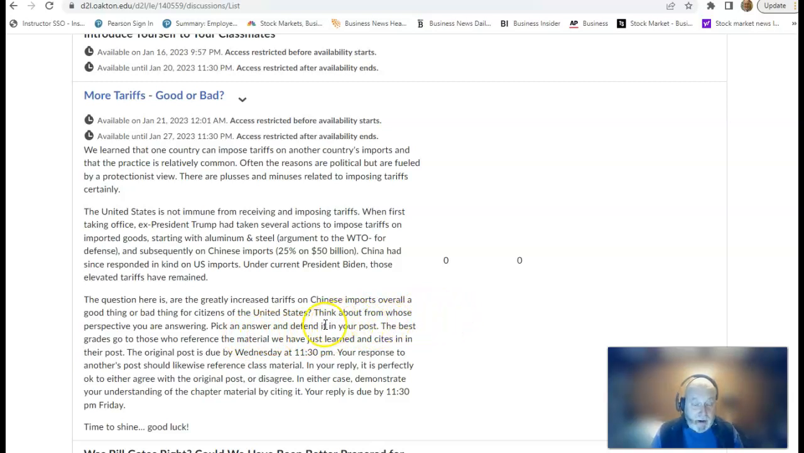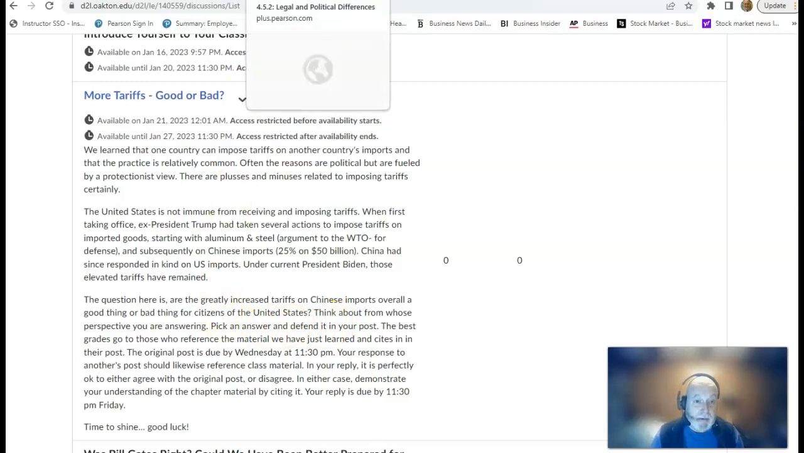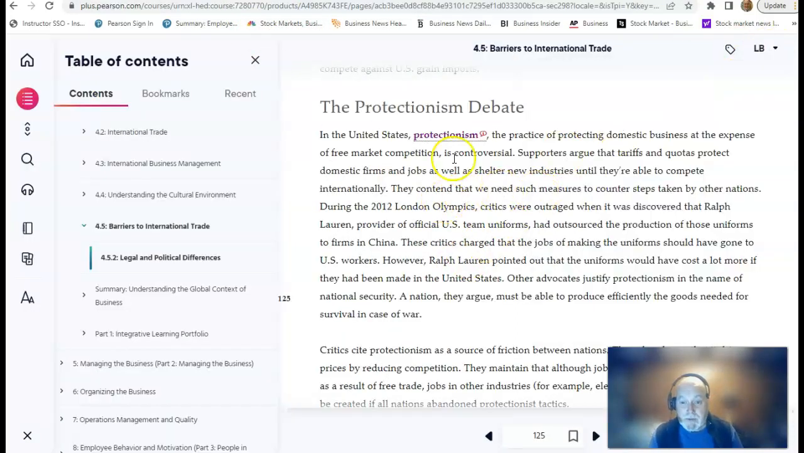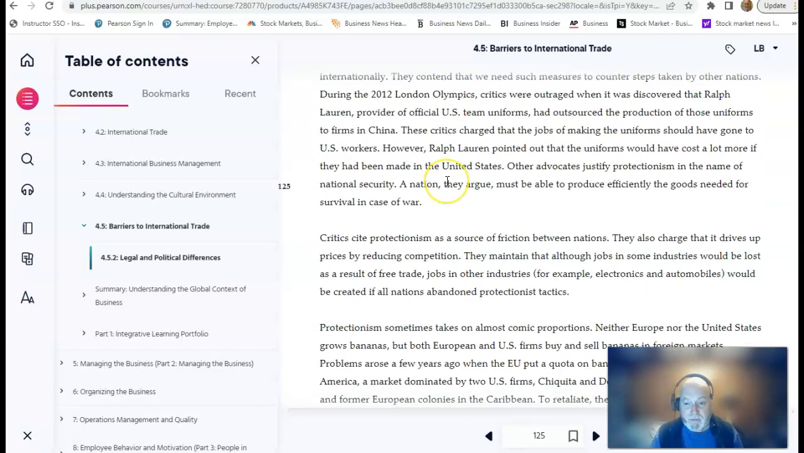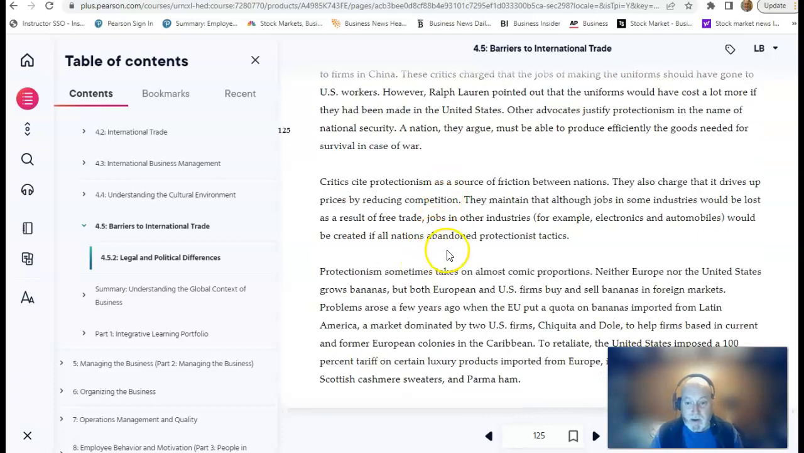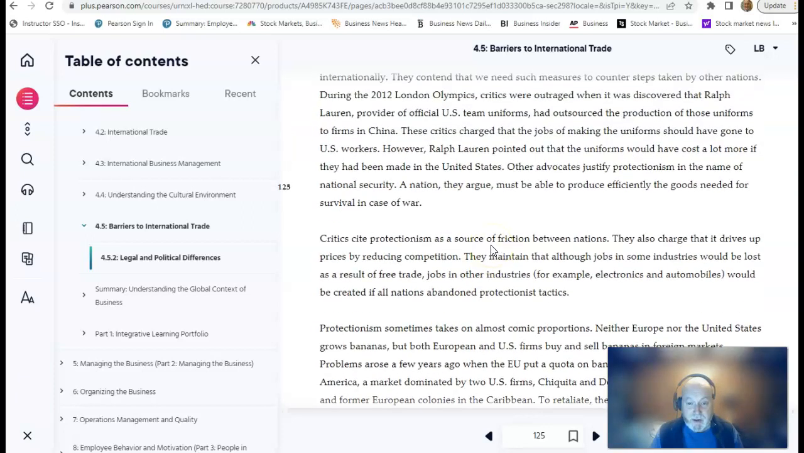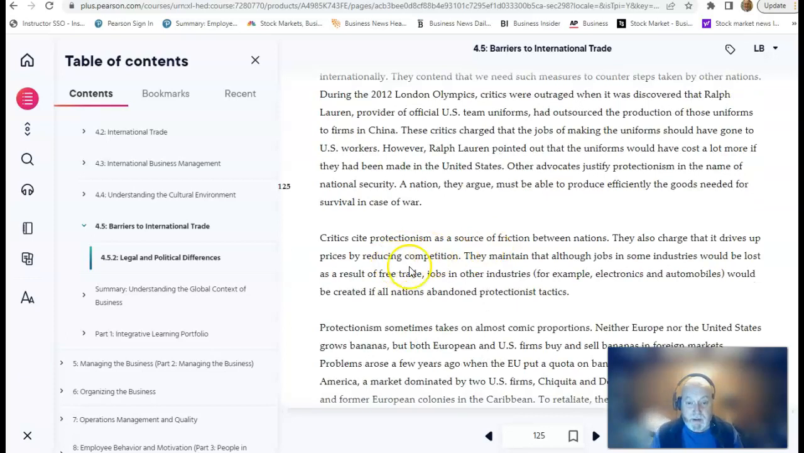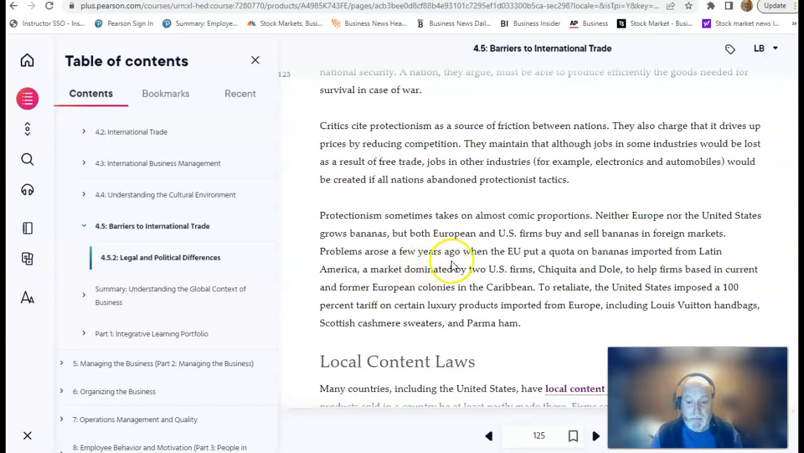The way to defend that is to reference the course material. I pulled up in the e-text the very section that we would likely want to reference. It's called the protectionism debate, under section 4.5, barriers to international trade. If you go through it, it talks about several things you should consider, whether protectionist policies are beneficial or not, and you can easily reference some of what's talked about here.